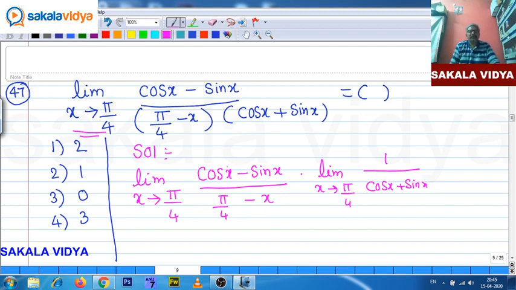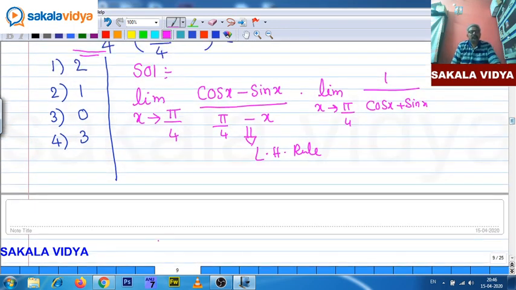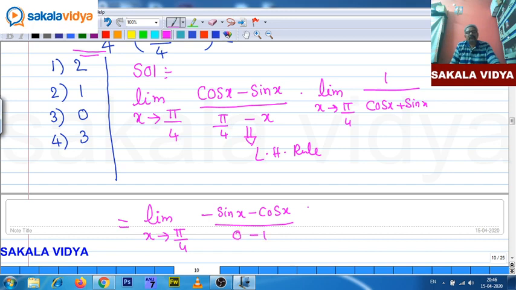So, if you observe this limit, you will be getting 0 by 0, so we can apply the L'Hospital rule only for this one. Here directly we can substitute. If you apply the L'Hospital rule, this will be limit x tends to pi by 4, cos x differentiation is minus sin x in the numerator, sin x differentiation is cos x, but we have minus, so minus cos x, upon derivative of pi by 4 minus x, which is 0 minus 1, into 1 by substituting the limit, cos pi by 4 plus sin pi by 4, that is 1 by root 2 plus 1 by root 2. Or else you keep it like that only, because this gets cancelled.